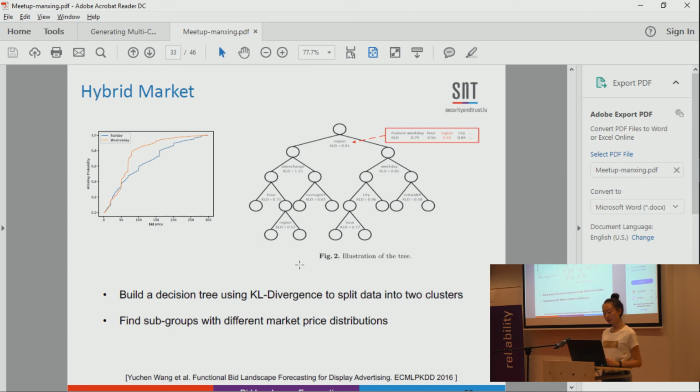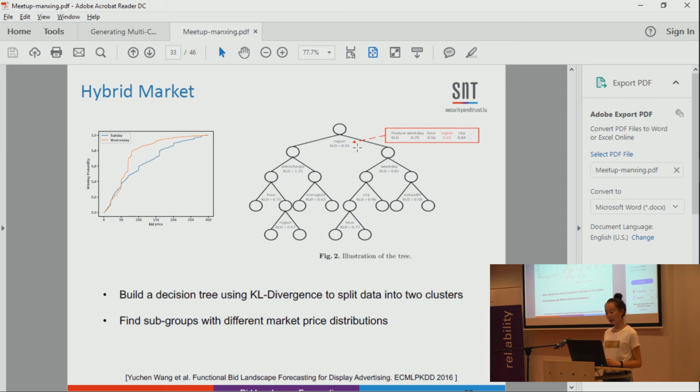One way to do it is that we check all the features, fix one of them, and take a look at two data sets. For example, let's fix the feature value of region, and then look at the market distribution for two subgroups. We use the KL divergence metric to measure the difference between the two distributions. The higher the KLD, the more different the two distributions are.